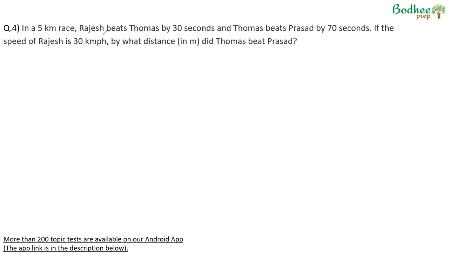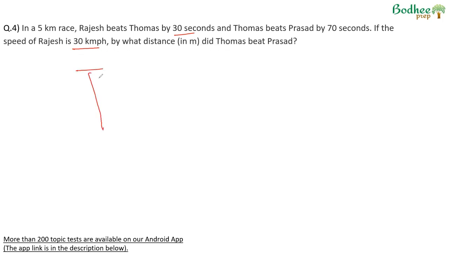In a 5-kilometer race, Rajesh beats Thomas by 30 seconds. Thomas beats Prasad by 70 seconds. If speed of Rajesh is 30 kilometers per hour, by what distance in meters did Thomas beat Prasad?